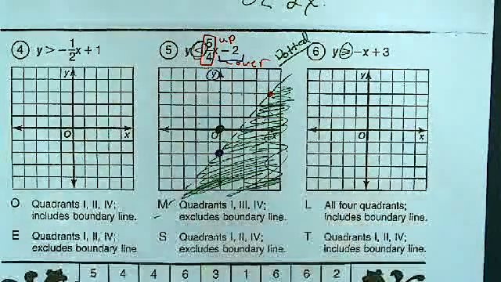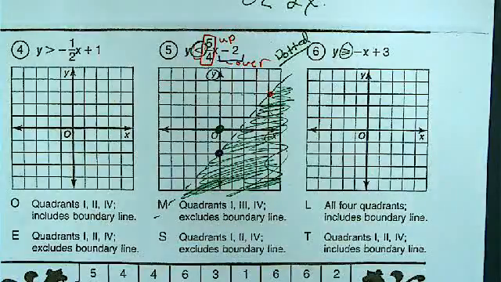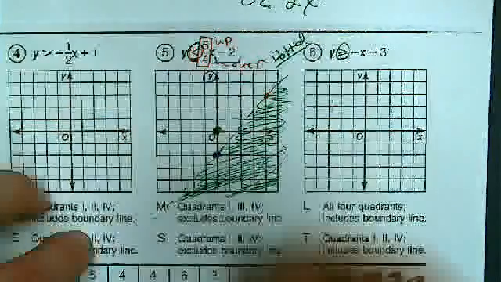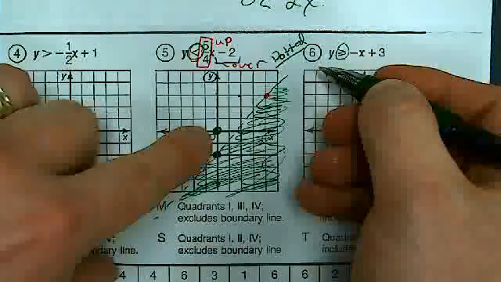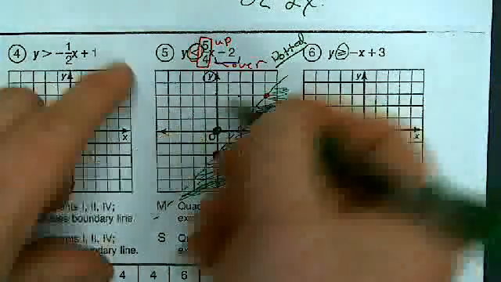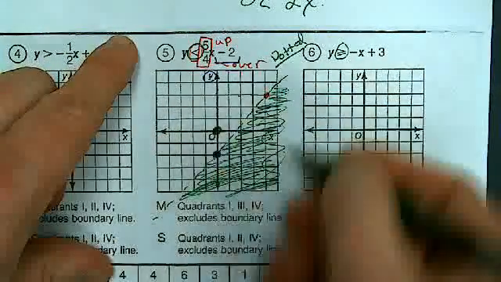How can you tell if it works or not? No, how can you tell if it's away or closer? Because here's the line. If I shade this side, I'm shading the side with the test point. If I shade this side, I'm shading the side that's not the test point.